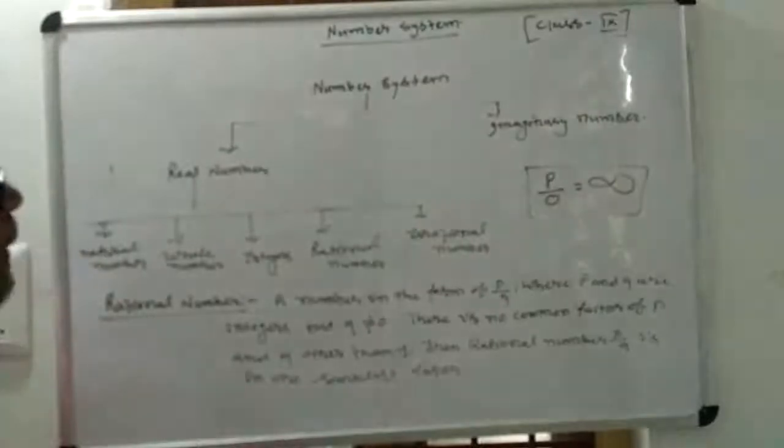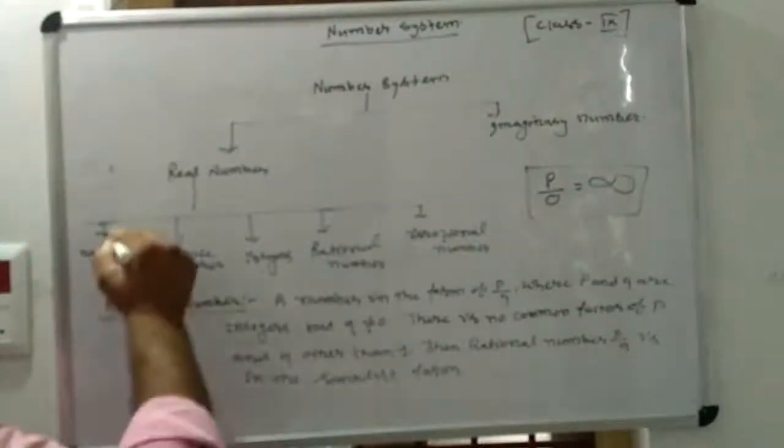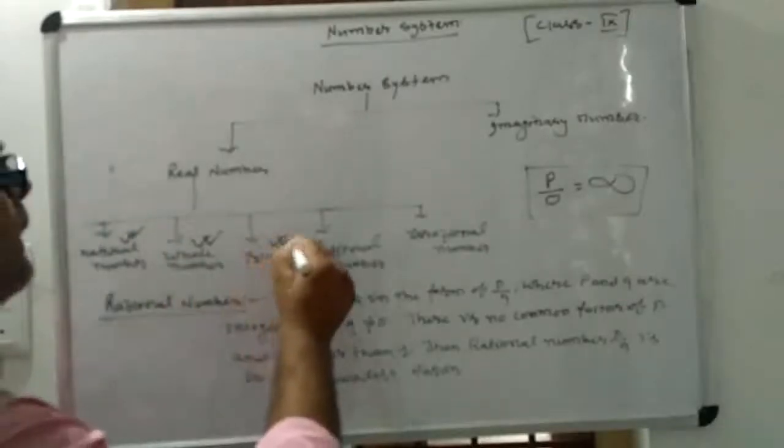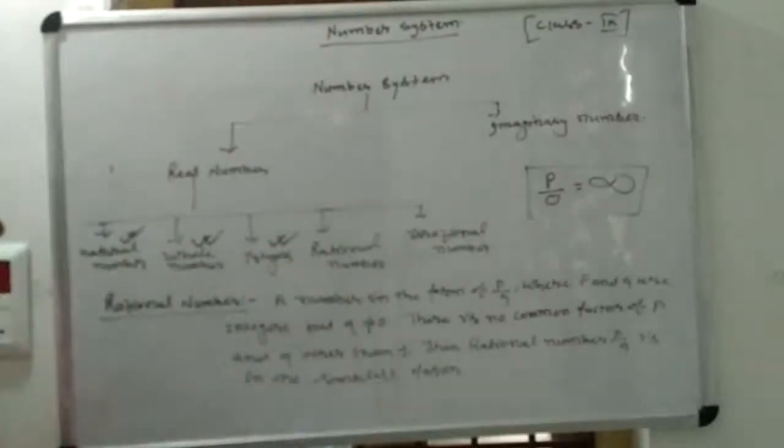Now, examples of rational numbers: all natural numbers are rational numbers, all whole numbers are rational numbers, all integers are rational numbers. These all are examples of rational numbers.